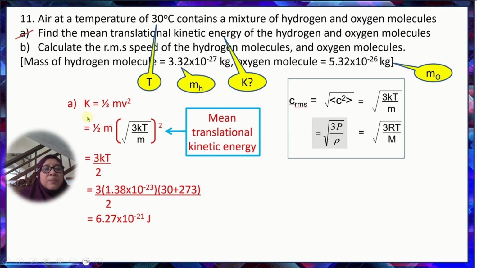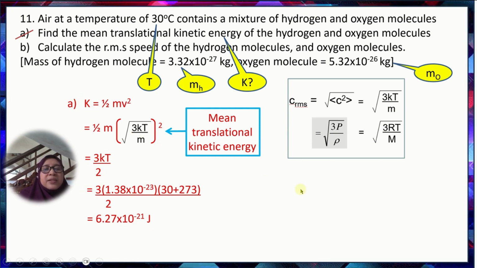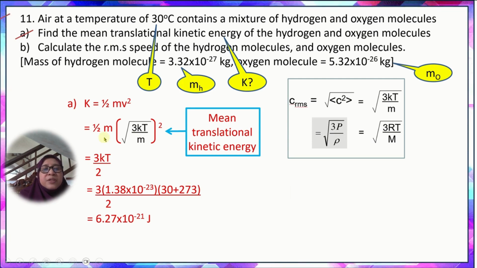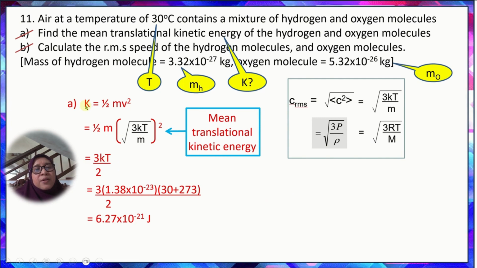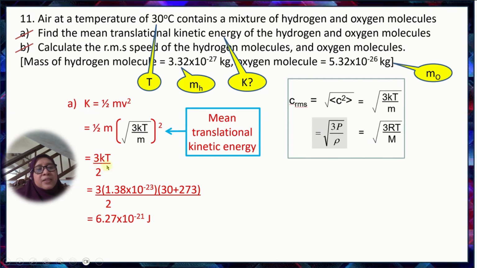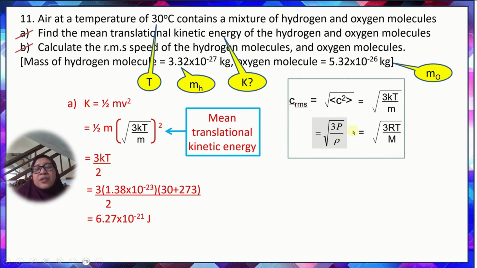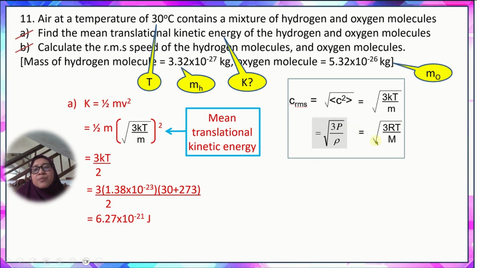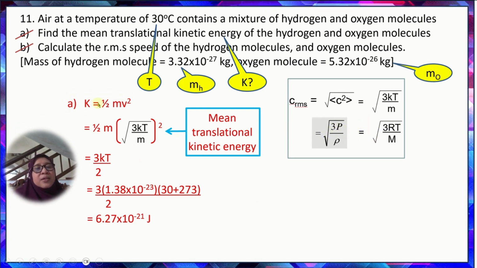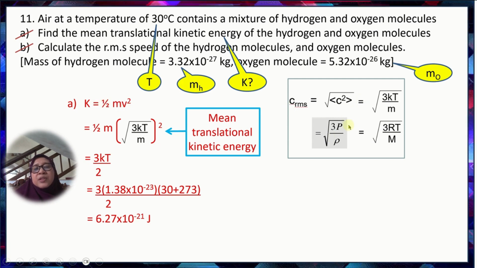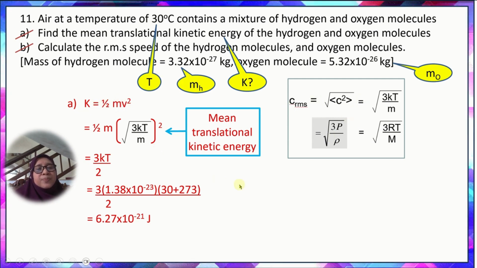Or you can memorize the formula for kinetic energy straight away. That day I gave you the formula for kinetic energy. If you cannot remember the formula 3 over 2 kT, you can use the r.m.s speed if you memorize this better. You can use half mv squared and substitute the r.m.s speed into here.